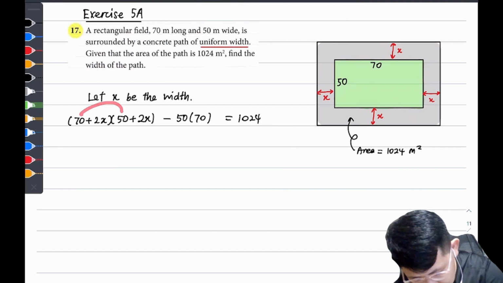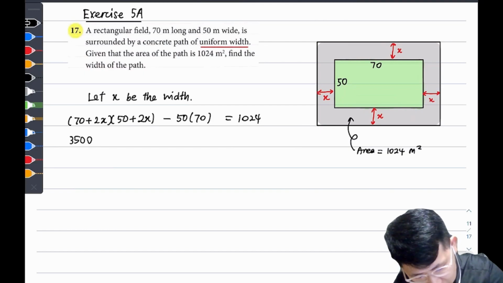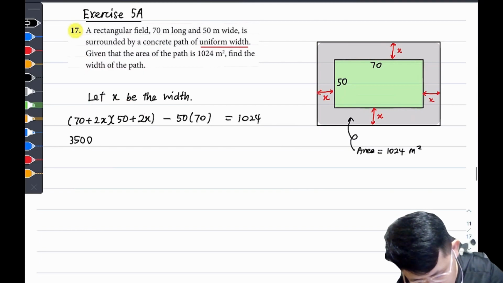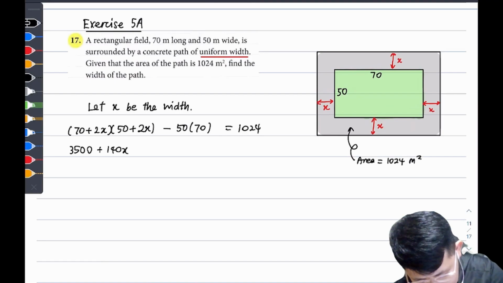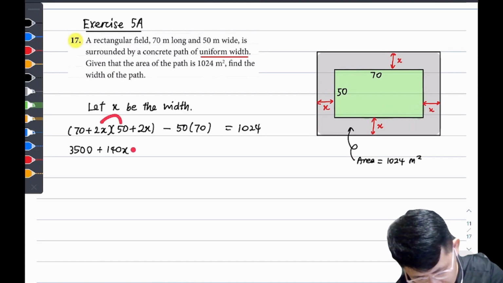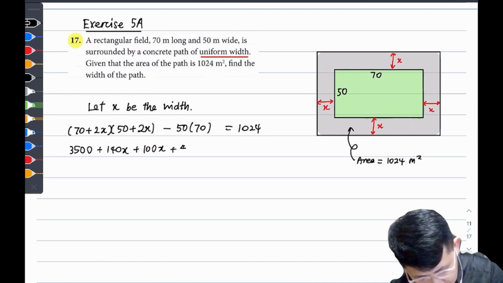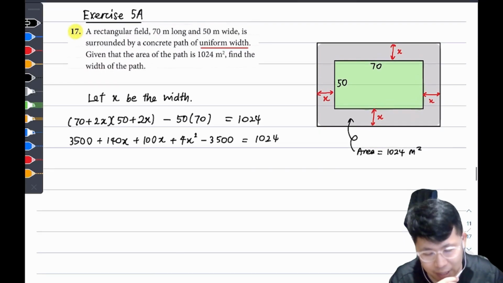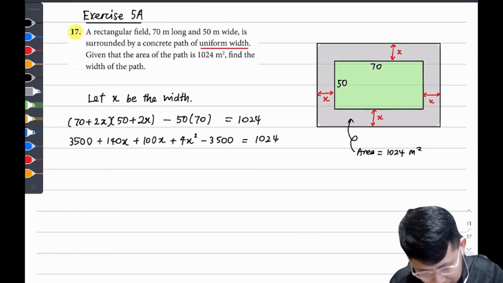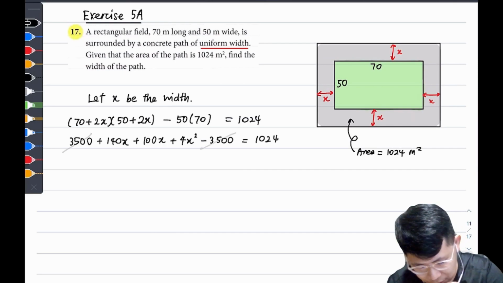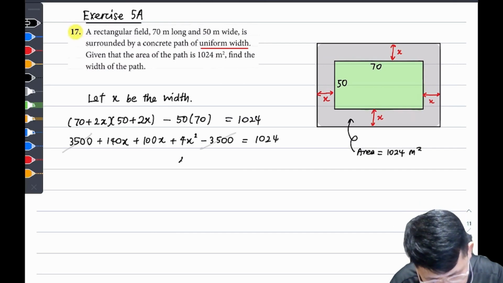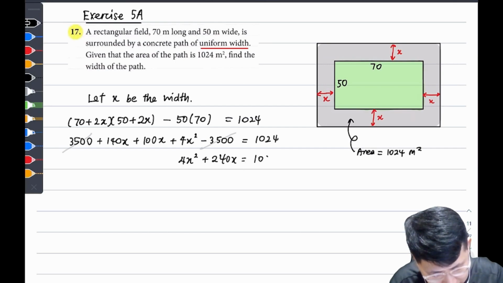So 70 times 50 would be 3500. 70 times 2x would be 140x. 2x times 50 would be 100x. 2x times 2x would be 4x squared. So minus 3500. This will give me 1024, the area. Okay, so let's try to simplify this. I have 3500 minus 3500, that will cancel off each other. I have 4x squared plus 240x equals 1024.